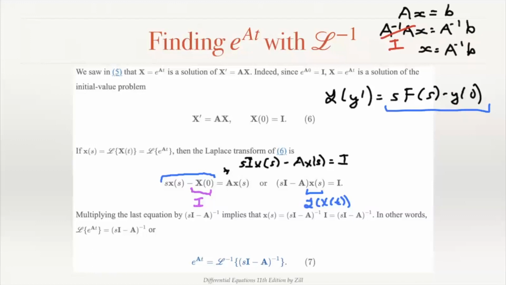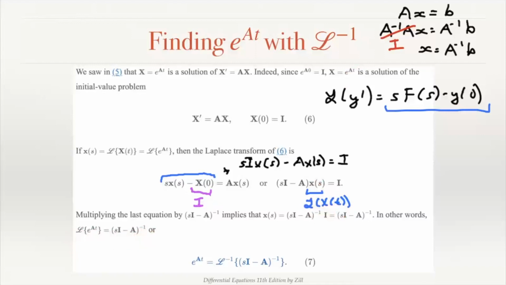So what we'll do is multiply both sides of this by the inverse of this whole matrix. So that means that little x of s is I times the inverse of that matrix. But multiplying by I doesn't change it, so little x of s is the inverse of si minus a. But little x of s was the Laplace transform of big X of t. And big X of t was e to the at. So we have that the Laplace transform of e to the at is the inverse matrix of si minus a.